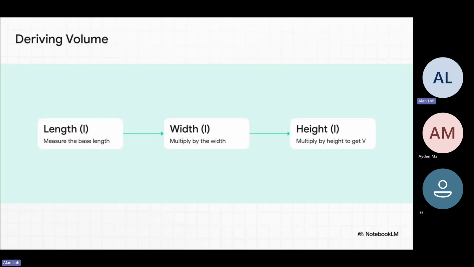Let's visualize this. Imagine measuring the length of a box. Okay, that's one base quantity. Now multiply it by its width, which is just another length. Then multiplied by its height, a third length. By multiplying the base quantity of length 3 times, we magically derive the entirely new quantity of volume.